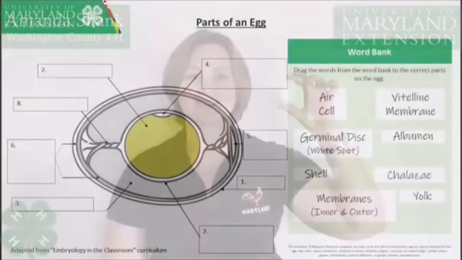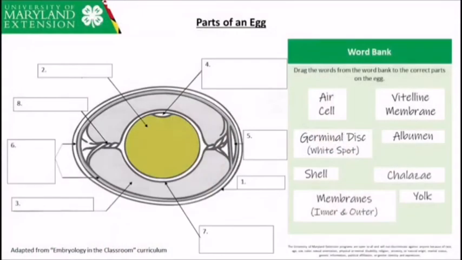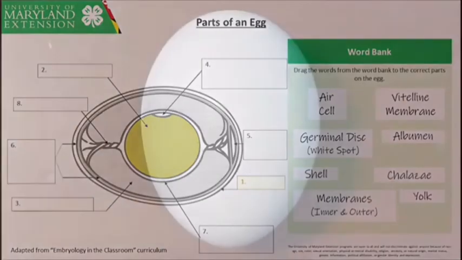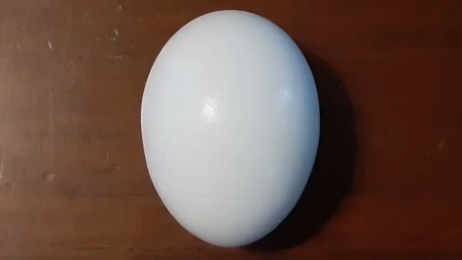Hello friends, and welcome to another lesson in embryology. Today we are going to talk about the parts of an egg. To start, let's look at our diagram of the egg and begin by identifying number 1. What part of the egg is this? Yes, this is the shell.